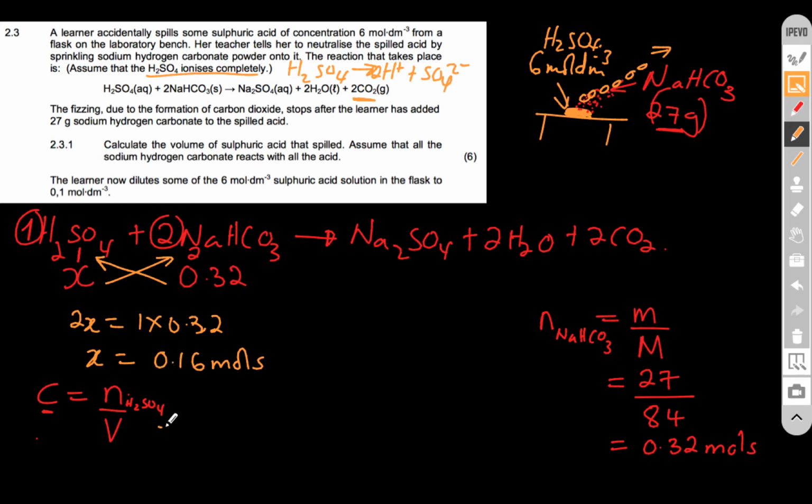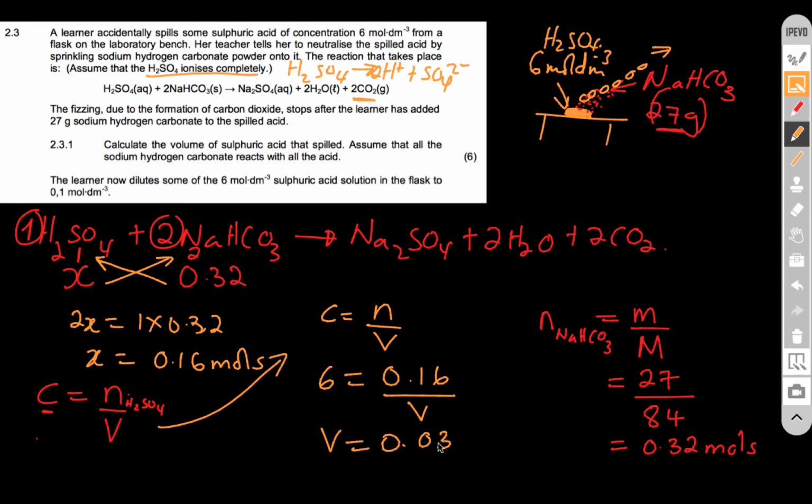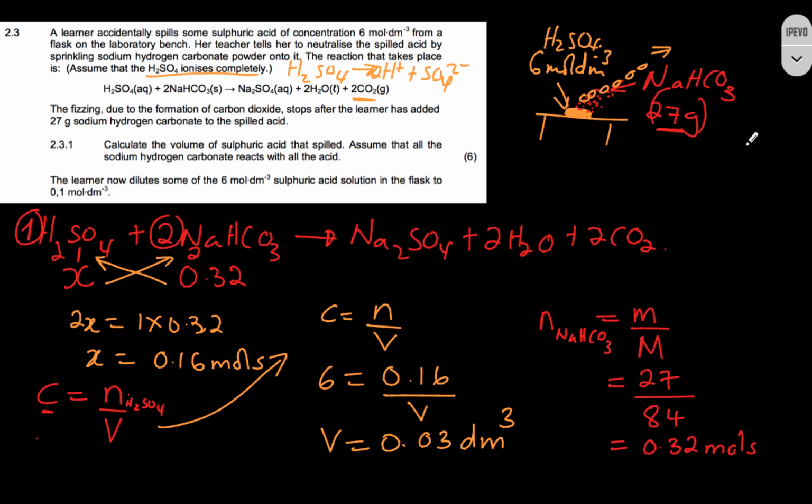And then using this equation, concentration is equal to number of moles over volume. Our concentration, remember, is 6 moles per dm cubed, so 6 is equal to 0.16 over our volume, so our volume is equal to 0.03 dm cubed. That's how you calculate the volume. Okay, great. Now let's move on to the next question.